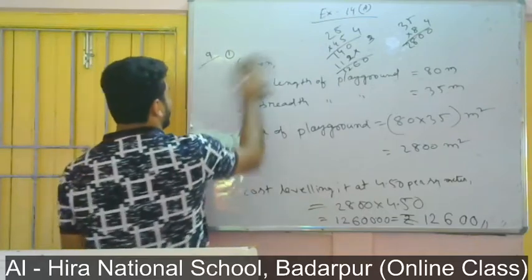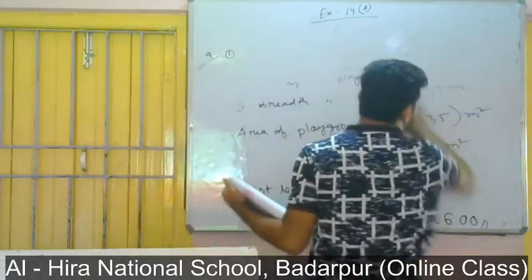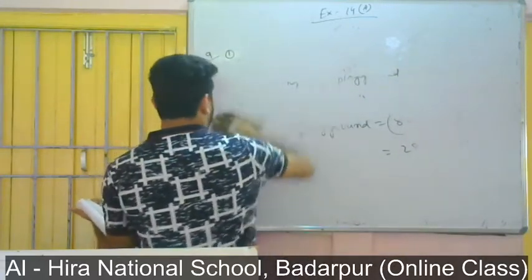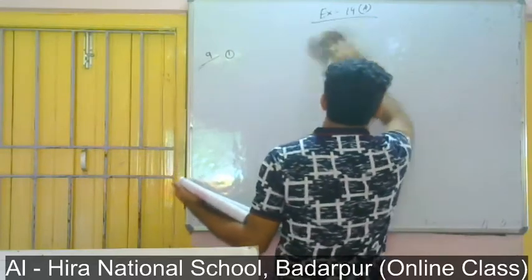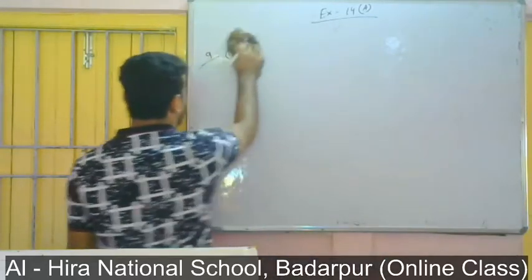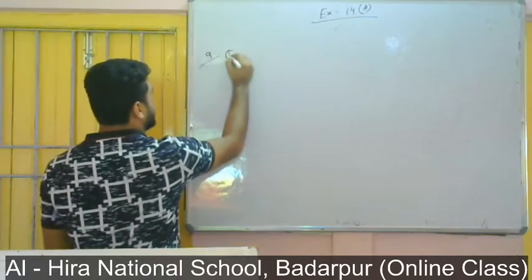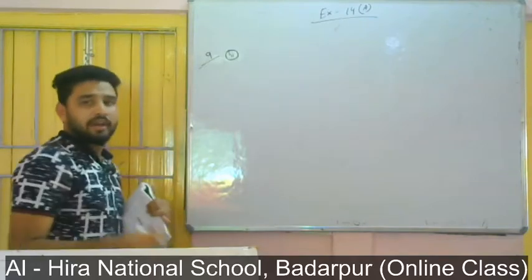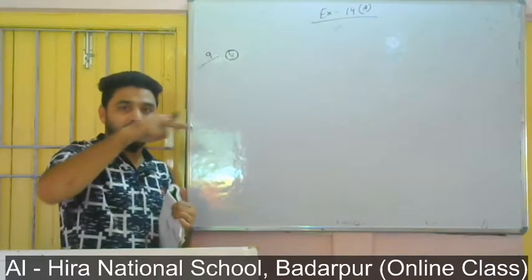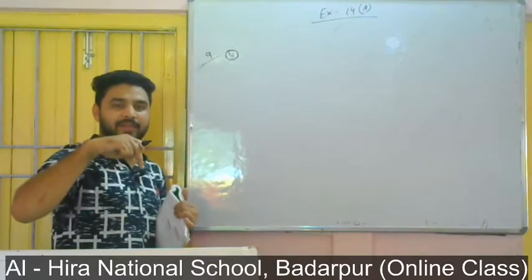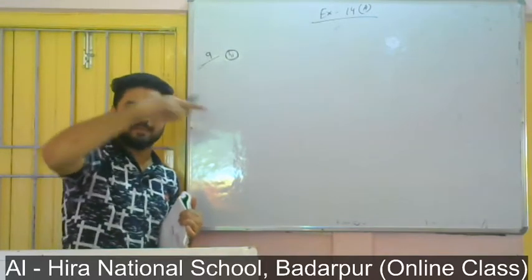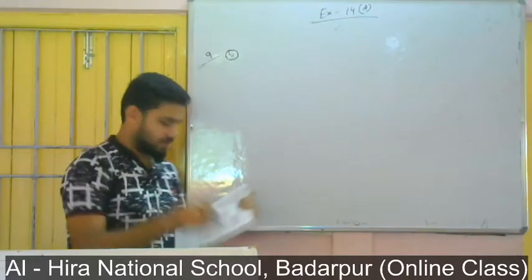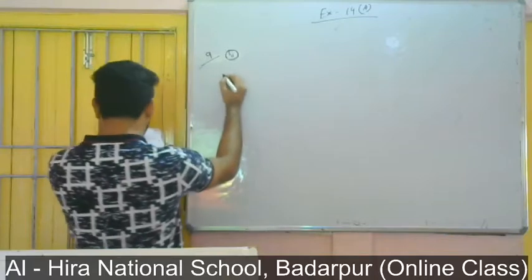So write question number 9, part 2. You check, you see at the board. You will round the rectangular shape, that means you will go round the boundary. Boundary means perimeter. So first we will find the perimeter.